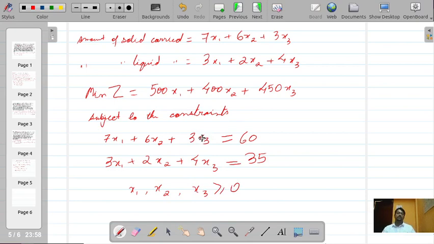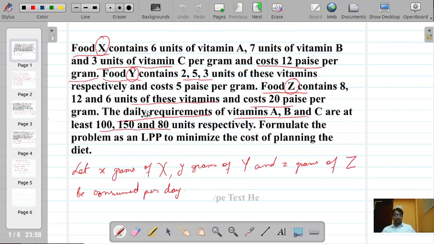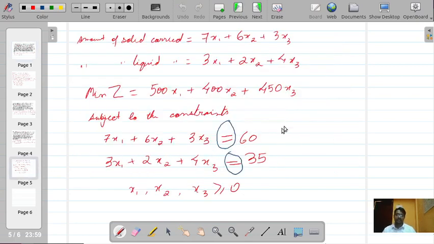You have to understand from the question what the nature of these constraints will be, whether it is less than or equal to, equal to, or greater than or equal to. In the first problem there was the daily requirement of at least 100, 150, 80, so in that case it won't be equality. In the earlier lecture we saw that it can produce at most this many, so that is not exact. If it is mentioned that exactly this many has to be done, then you can use the equality constraint. So this is also an LPP.